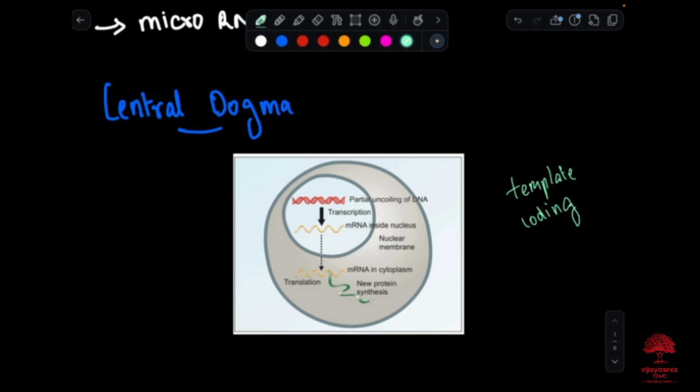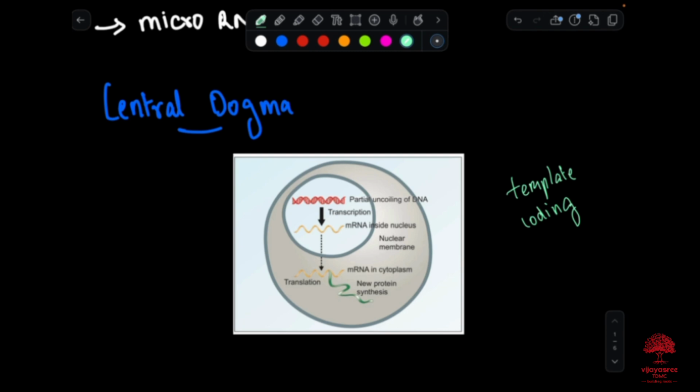So the template strand basically is the one which gives rise to the mRNA. So it will be complementary to the sequence of mRNA. And the coding strand is also called the anti-template or non-template strand. It will be the opposite strand and has the same sequence as that of the mRNA.